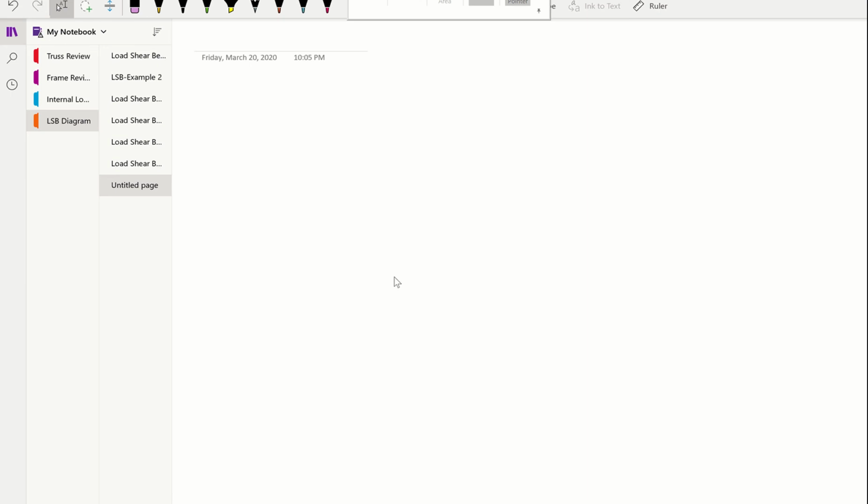Hello, we have done the load shear bending diagram for 2 examples using graphic approach. Today we're going to look at our third example. So load shear bending diagram using graphic approach. Example 3. So this is going to be the same example we did for analytical approach, but using graphical instead.